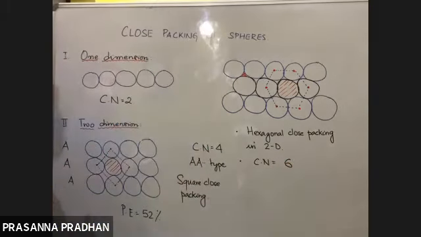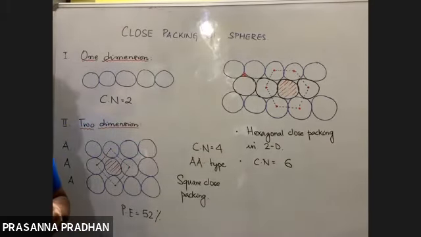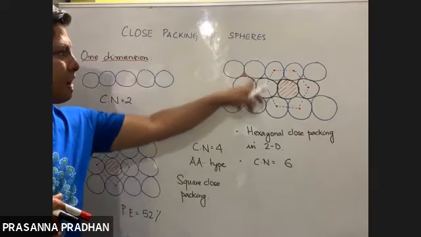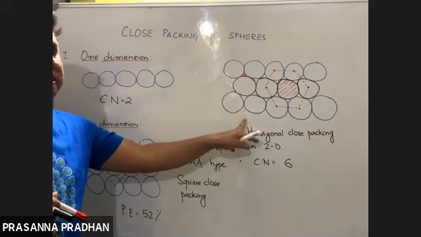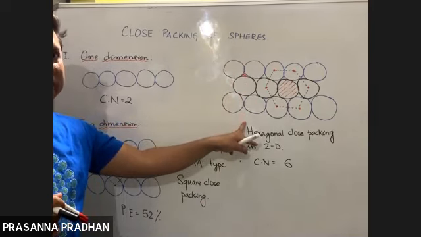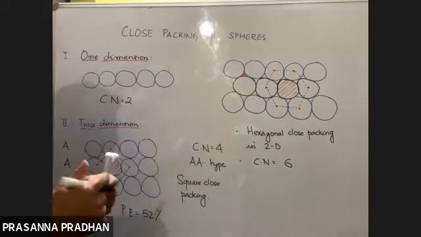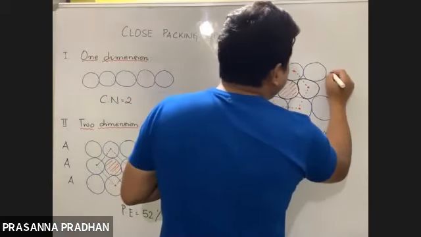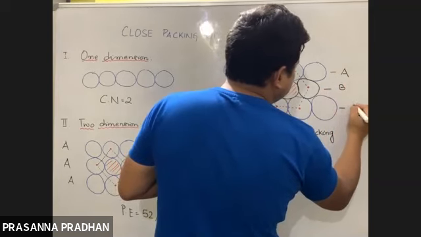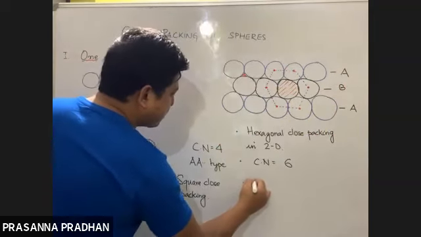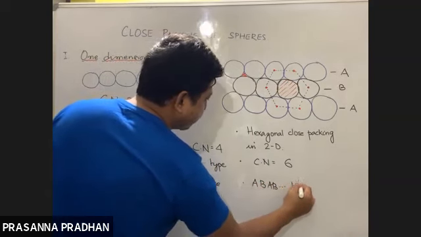Now, the arrangement of first layer and third layer, are they exactly the same? Yes, see, the center also coincides. But the arrangement of the second layer is different. If you keep a fourth layer, the arrangement of fourth layer and second layer will look alike. So if I label this as A, this has a different arrangement. I must label this as B. The third I label as A. So this is also known as the AB AB type.